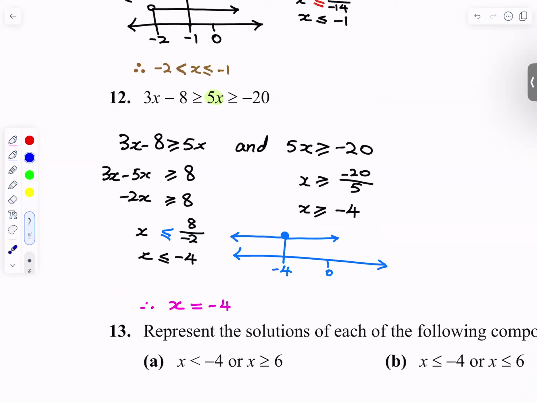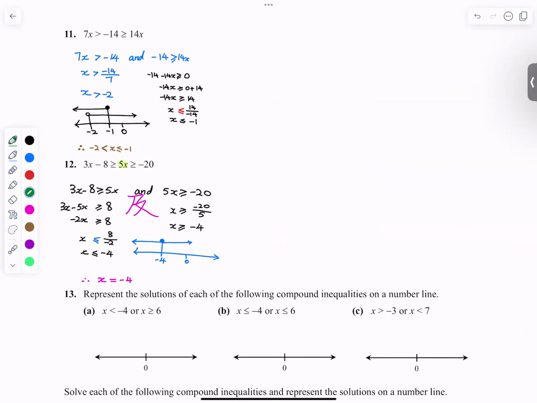All right, so this is the and. And means they met, cup, cup, cup. The Chinese word used is cup. All right, so how about the or? What does the word or mean in maths? Or means even if just one situation is being satisfied, that is already the answer. At least one condition and it's your answer already.